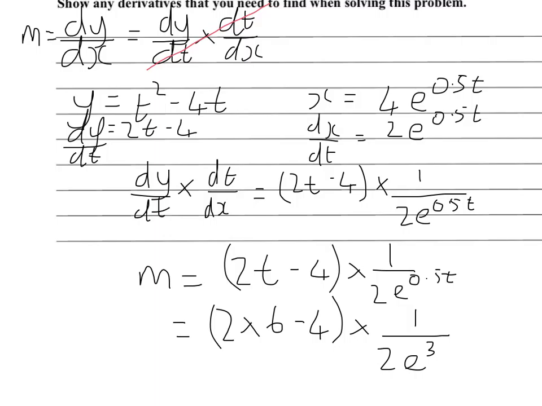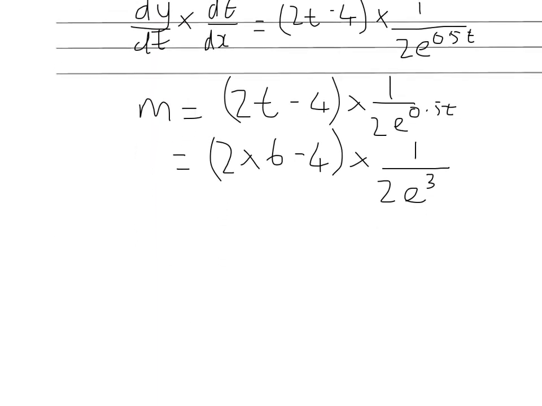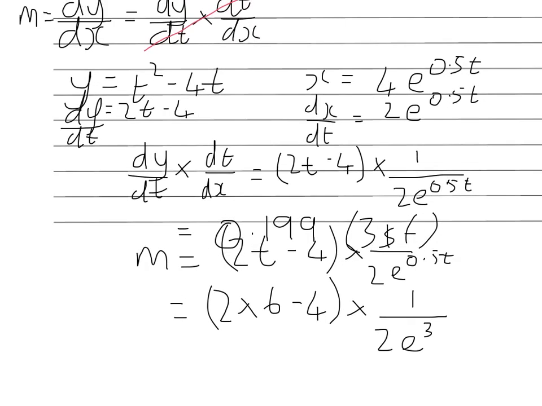Then we're literally just going to put that into our calculator: 2 times 6 minus 4 with the brackets around it, times 1 over 2e to the power of 3. That ends up being 0.199. It has a few more decimal places, but we'll just round it off to 3 significant figures. Okay, so just going over the whole method of how we did this problem.